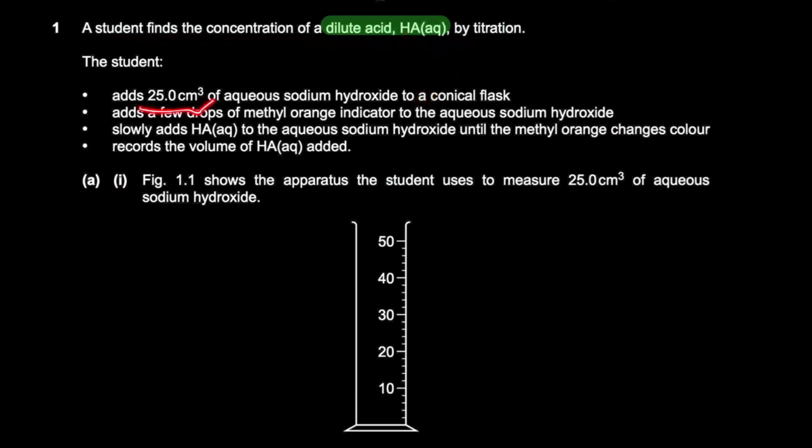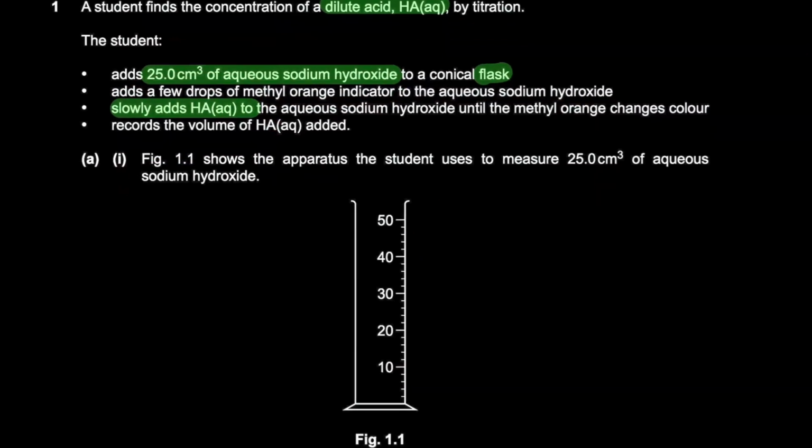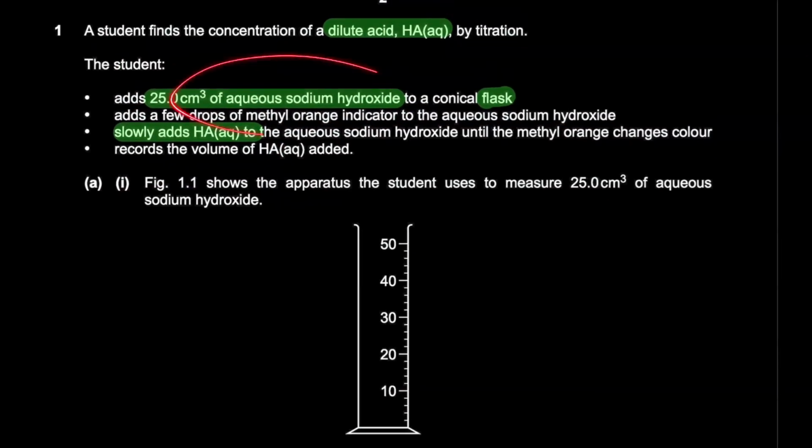The student adds 25 cm cube of aqueous sodium hydroxide to a flask. And then he adds a few drops of methyl orange indicator to the aqueous sodium hydroxide. And then you slowly add HA from the burette, right? So HA is being added from the burette. So you have HA in the burette and you have sodium hydroxide in the flask.